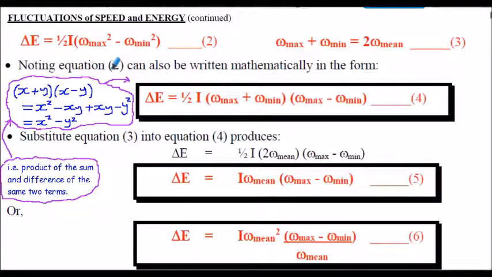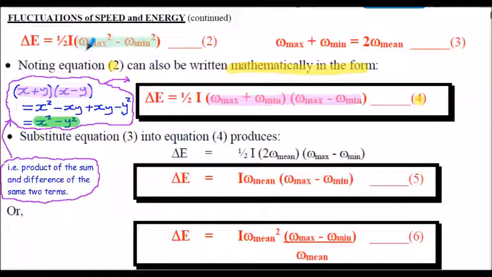Okay, from equation 2, we note that it can be written mathematically in the form shown below. This is equation 4 here. So what they've done, they've taken this part, the omega max squared minus the omega min squared, and they're writing it in this format here. So they're using a bit of algebra here, because basically this expression, x squared minus y squared, which is equivalent to equation 2 here, can be written algebraically as the product of the sum and difference of the same two terms. So that's just an algebraic characteristic. If we multiply x plus y by x minus y, we get x squared minus y squared. And they're reversing the process.